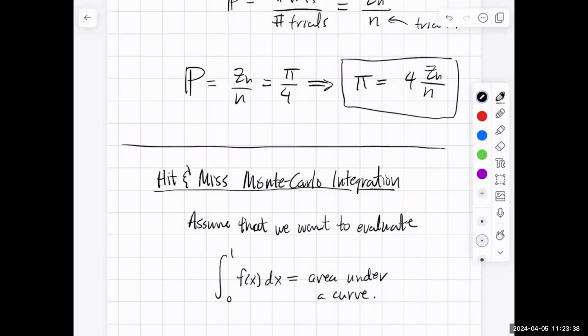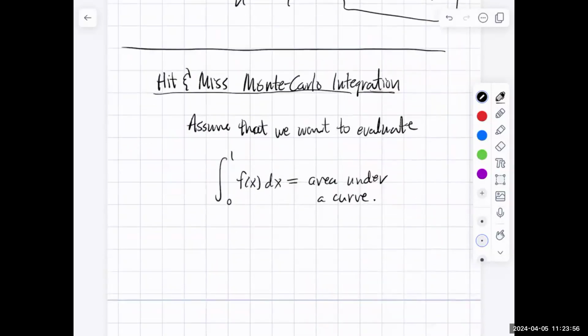Another way of thinking of it, more in line with this hit and miss method, is let's imagine you put your piece of paper out in the rain and it's raining down, and you're going to just count the number of drops that hit your paper under the curve versus the total number of points that hit the paper. And that ratio is also equal to the ratio of the areas. Okay, so that's what we're going to try to do.